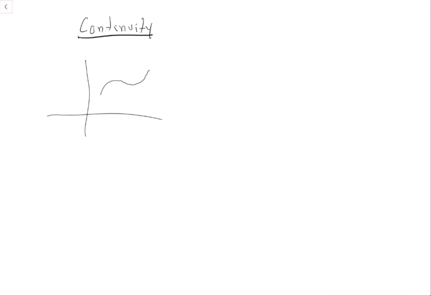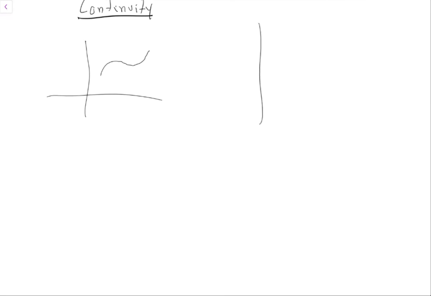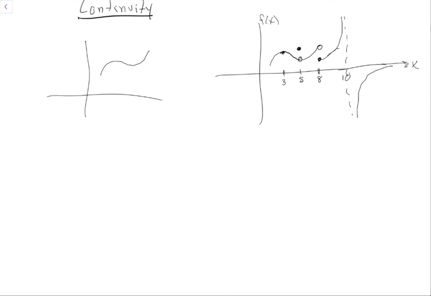So let me resketch a graph down here. I'll move it over here actually. So let's say at x equals 3, our graph is continuous, and then at x equals 5 we have what we call a removable discontinuity, and then at x equals 8 we have what we call a jump discontinuity, and then let's do a vertical asymptote here at x equals 10. So here's some function f of x. Let's just speak in general terms here.